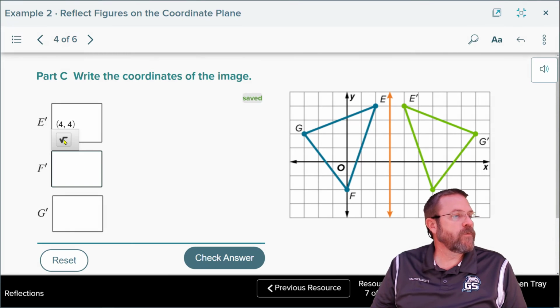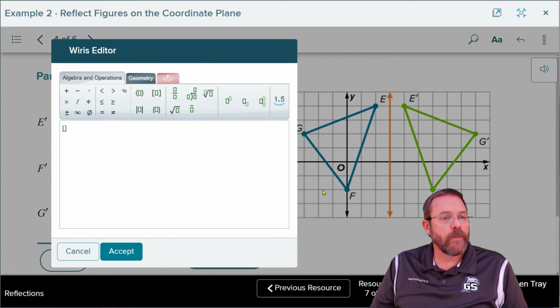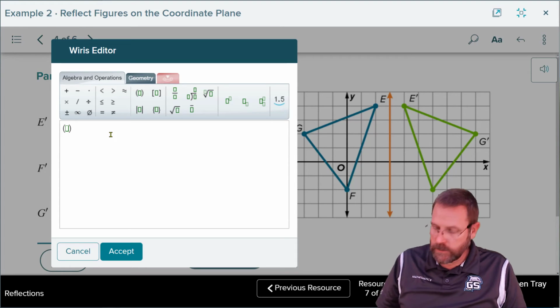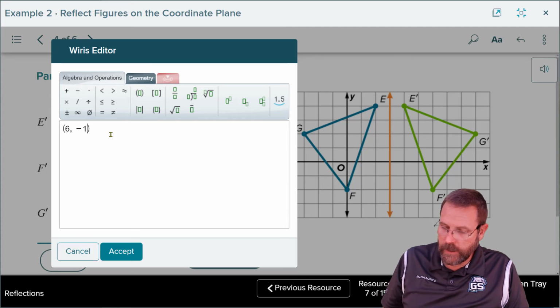And then we're going to do F prime is the next one, and it is from the origin 1, 2, 3, 4, 5, 6, 1, 2. So it's going to be 6 comma -2.